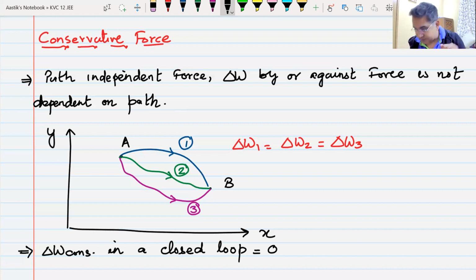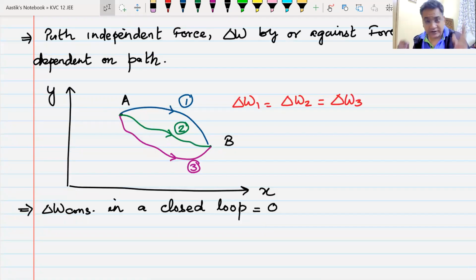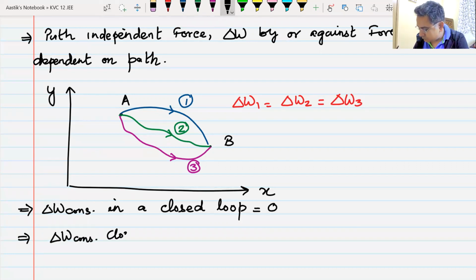These are the two things that you must remember about a conservative force. A move in a closed path, it is zero. Now I can write this in a very dramatic way. This should again remind you of this. Work done by a conservative force in a closed loop is equal to zero. That means the integral of F dot dl over a closed loop is zero.